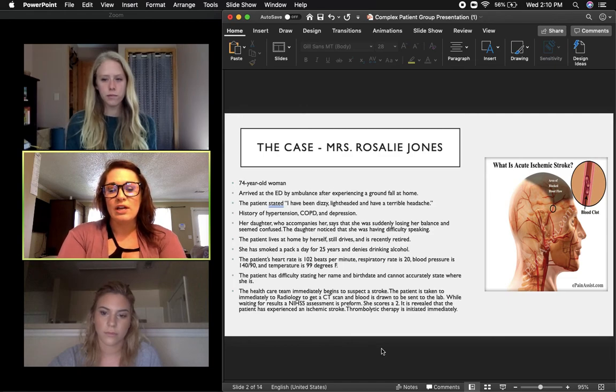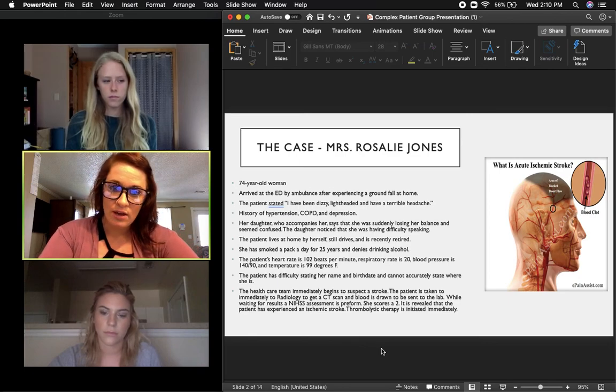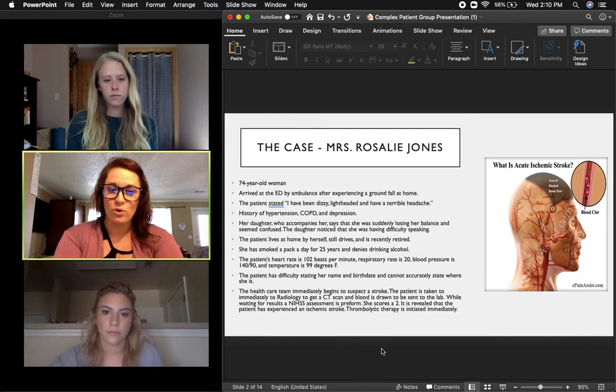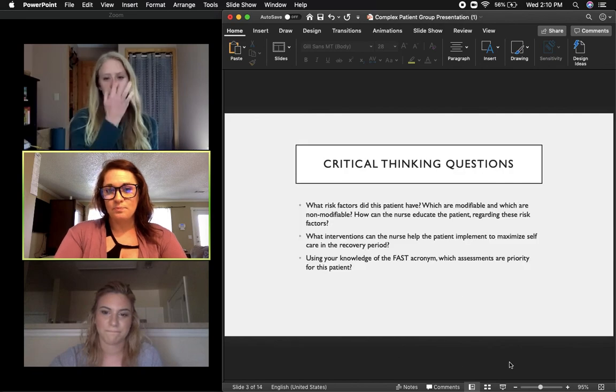Blood was then drawn and sent to the lab. While waiting for the results, they performed an NIH stroke scale. She scored a 2. It is revealed that the patient is experiencing an ischemic stroke. Thrombolytic therapy was initiated immediately.